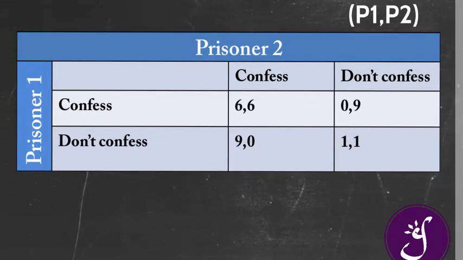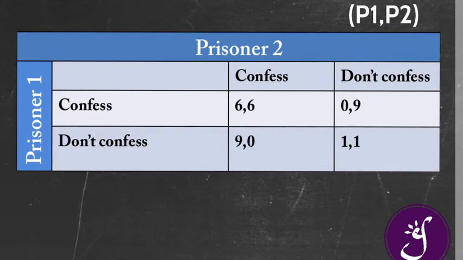If we look a little closer at the table, I think we can kind of figure out that the best thing possible for both prisoners is that neither of them confesses. This point here is called the Pareto efficient outcome. That basically means you can't make both players better off at the same time. You have to make somebody else worse off.